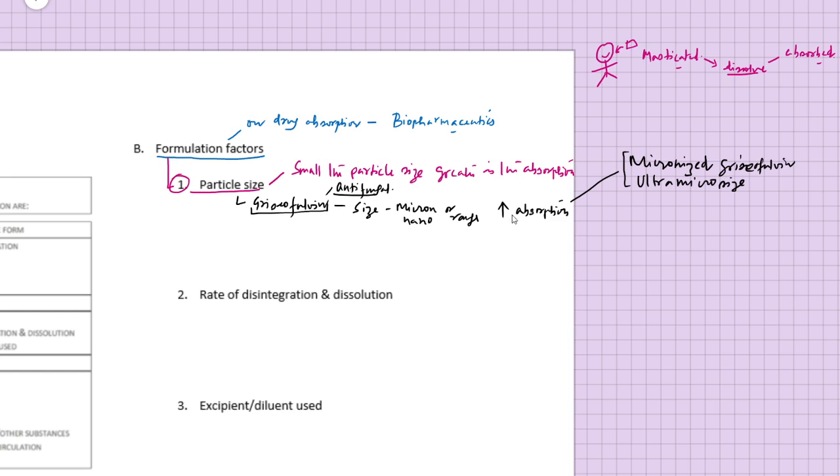Okay, so now we know why. What's the advantage of a micronized griseofulvin over regular griseofulvin? This would be absorbed faster. Why? Because it undergoes dissolution faster compared to regular griseofulvin. Are there any other drugs which are micronized? Certainly there are. The other example would be spironolactone.